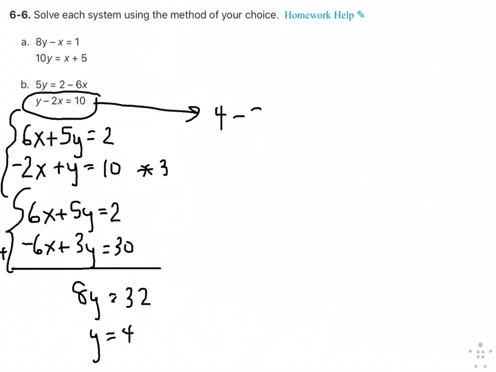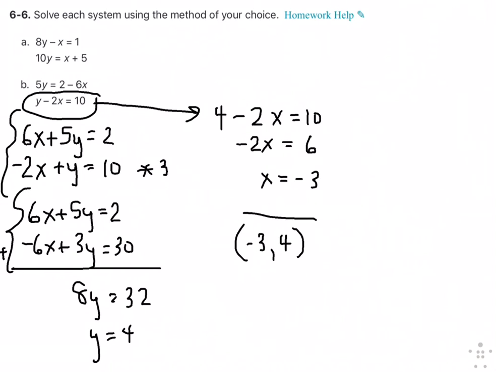So 4 minus 2x equals 10. Negative 2x equals, subtract 4 from both sides, 6. And divide both sides by negative 2. X equals negative 3. So the ordered pair where these two lines intersect is at negative 3, 4.